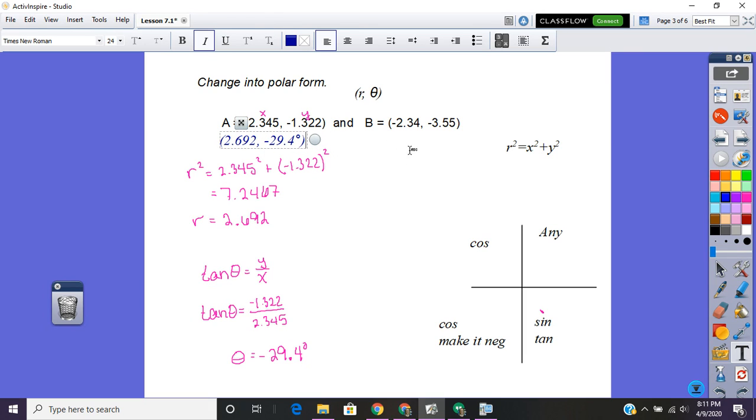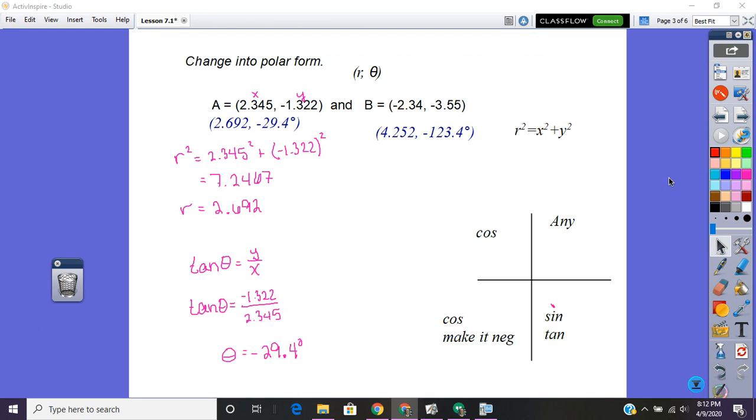Now let's convert this one to polar. Or actually, why don't you pause the video for a moment and try it? And then I'm going to just put the answer up there and you can see if you get it right. Okay, so this is the answer that I got for part B.